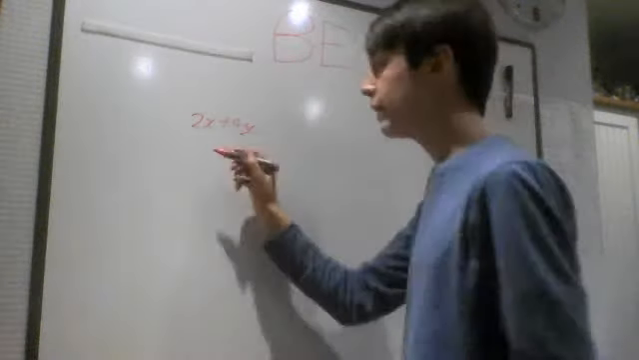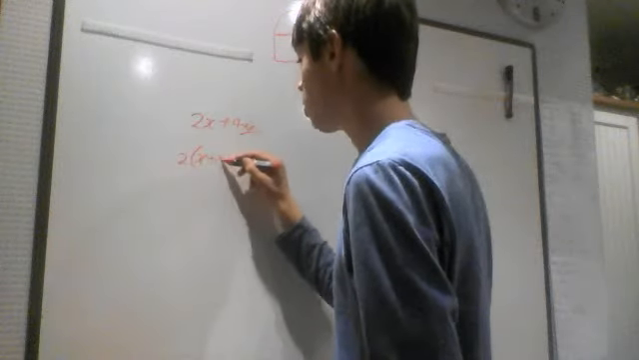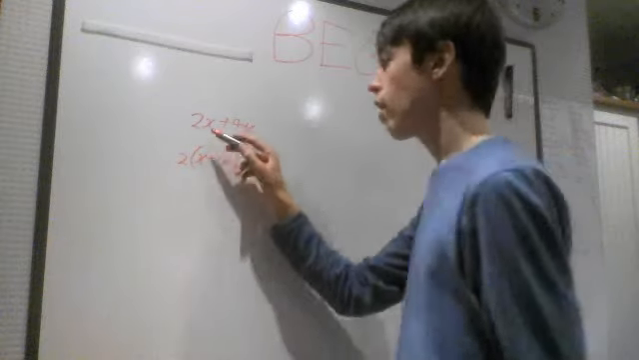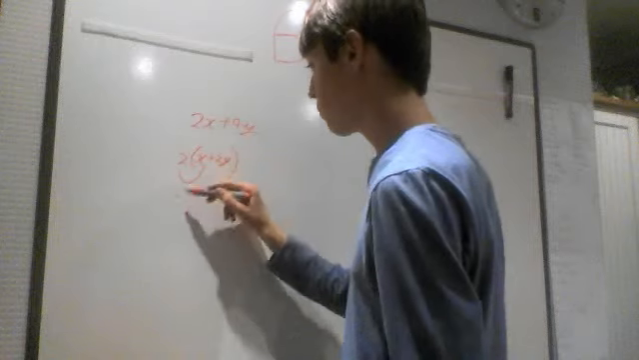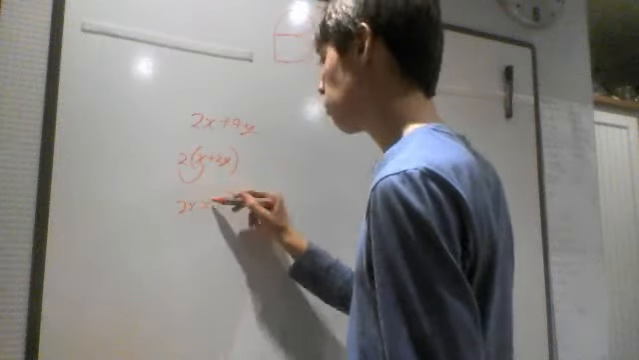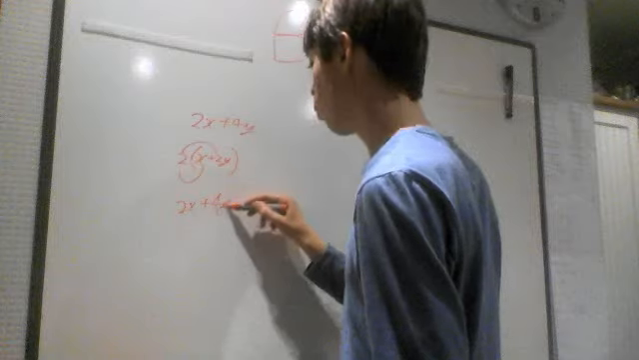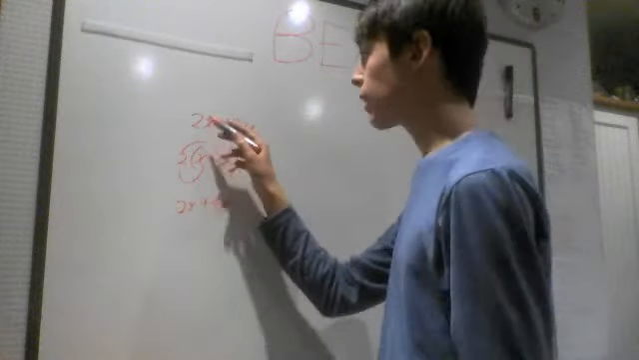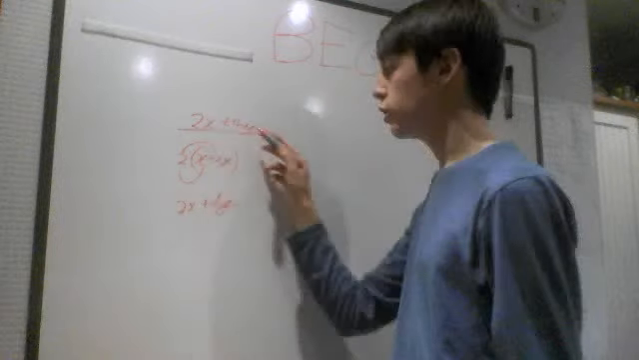So, we can write this out as 2 times the bracket x plus 2y. So, do you see what I've done here? When you expand this out, multiply that by that, 2x, plus that by that, 4y. So, you see, this is how you factorise an expression like this. You look for common factors between the two terms.